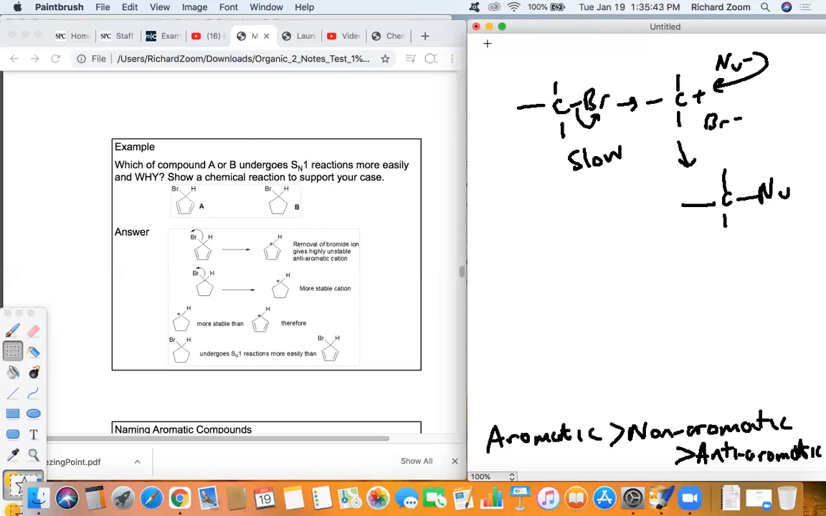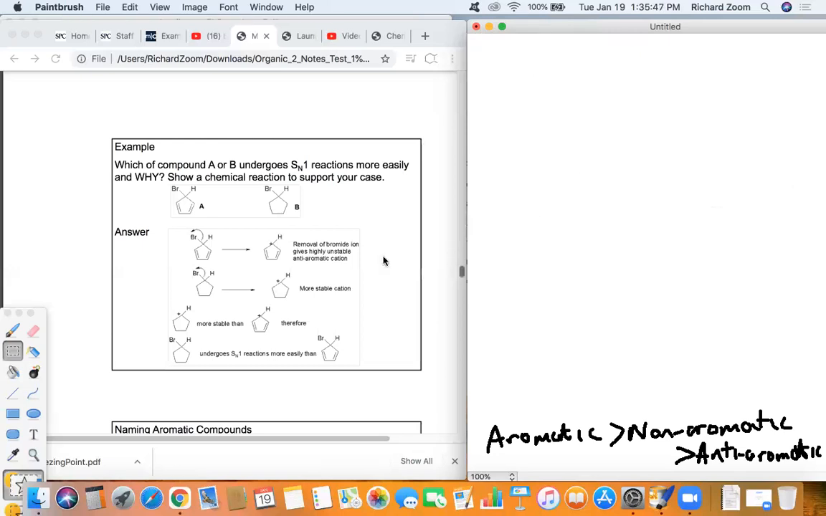So looking at the diagrams, you can see them on the screen. I won't redraw them here for this one. You can see that when we take away the bromines from each one, we'll end up with a plus here, and in this one, we'll end up with a plus here. Does anybody have any questions about where I'm getting these cations from?